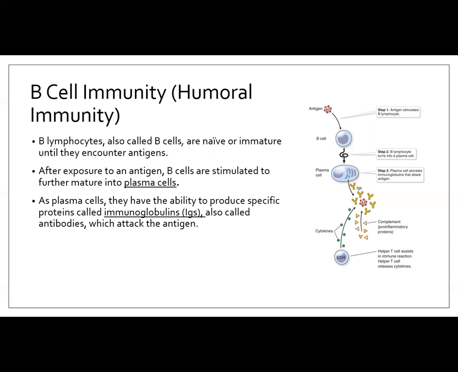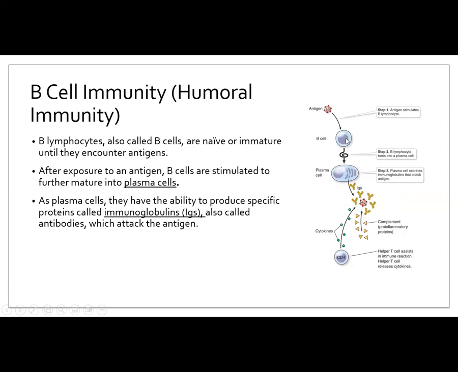So in a healthy functioning B cell, they recognize antigens, and they will attack that antigen. So step 1, the antigen stimulates the B lymphocyte. The B lymphocyte turns into a plasma cell. The plasma cell secretes immunoglobulins that attack the antigen, and then helper T cells can assist in this immune reaction.